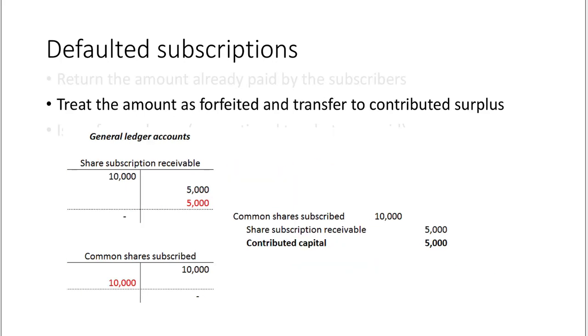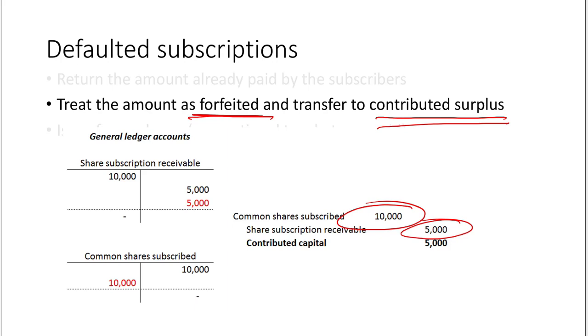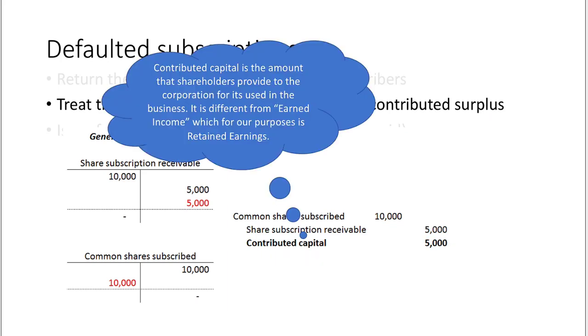If, on the other hand, we decide to treat it as forfeited, we transfer it to contributed surplus. These, of course, would all be described in the offering to the public, so they would know what they were getting into. So, same two entries: debit the common shares subscribed, credit the share subscription receivable for the amount that wasn't paid, and here an offsetting credit to contributed capital. By the way, contributed capital is the amount that shareholders provide to the corporation. And it's different from earned income, which we commonly think of as retained earnings.